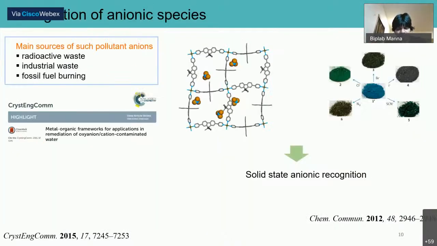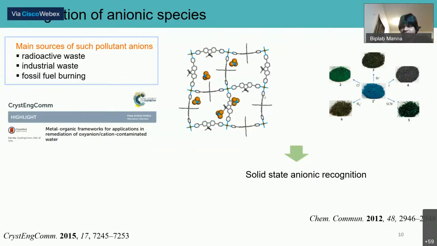And anion exchange in the solid state is very important, because if we see a color change of the phase, that is very interesting as well as very demanding. The main sources of such pollutant anions are radioactive waste, industrial waste, and fossil fuel burning. Omar Farha et al. showed the use of metal organic frameworks for the removal of oxo-anion contaminated water.